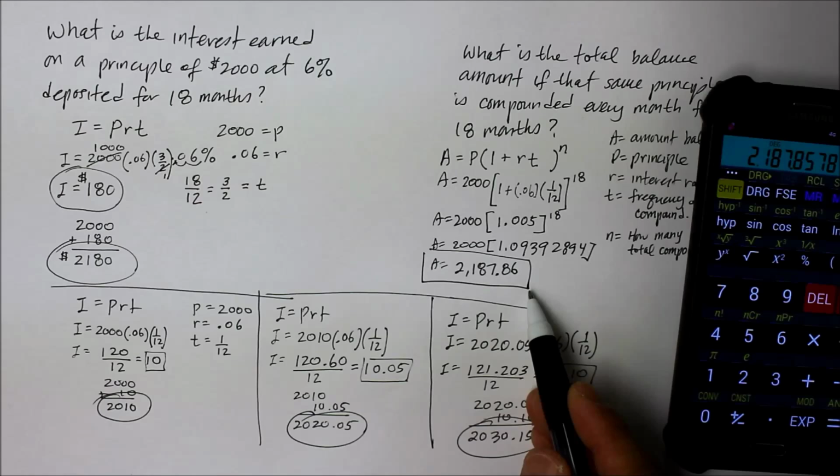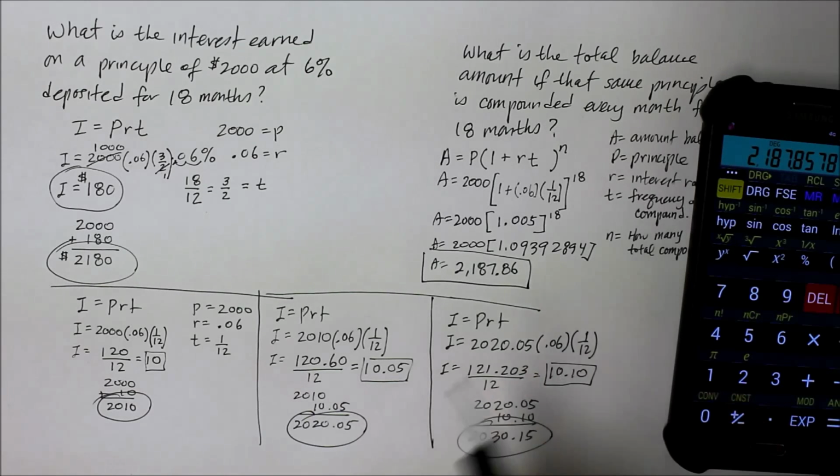There's your amount at the end of 18 months at 6% interest, compounded every month. I hope this helps. Look for part 2 to see the variation on the compound interest, okay? Good luck.